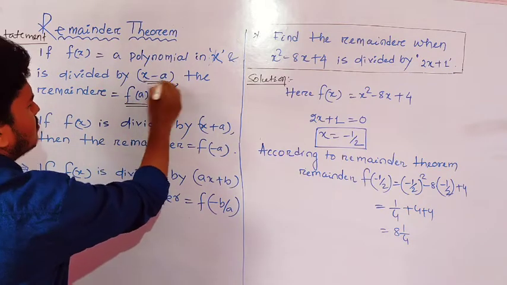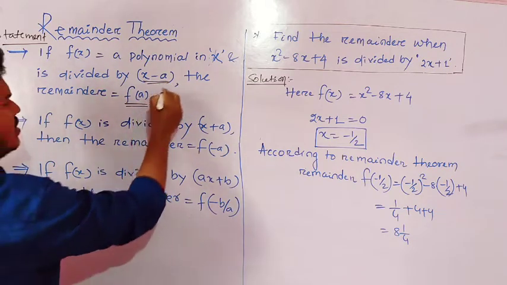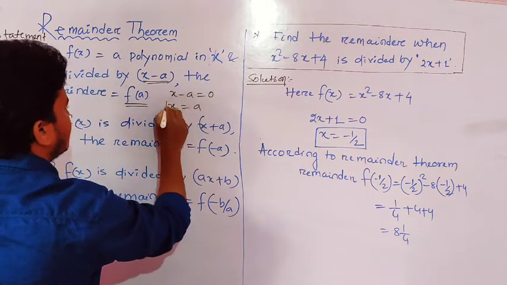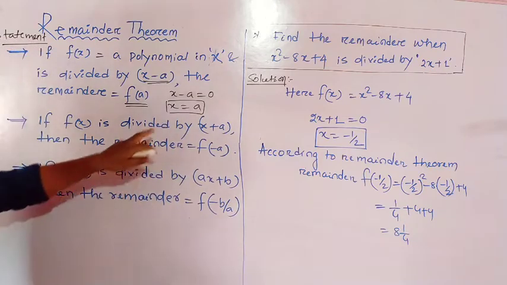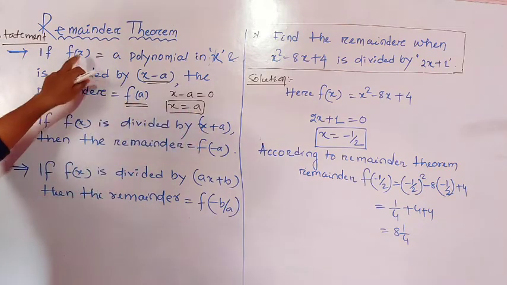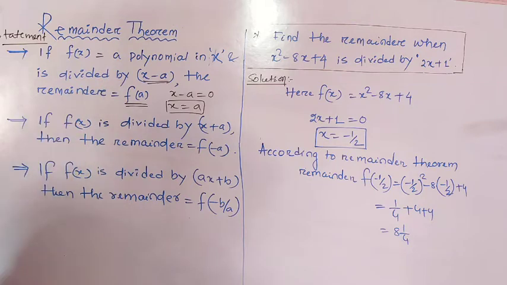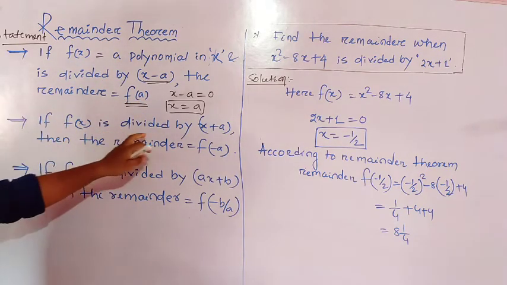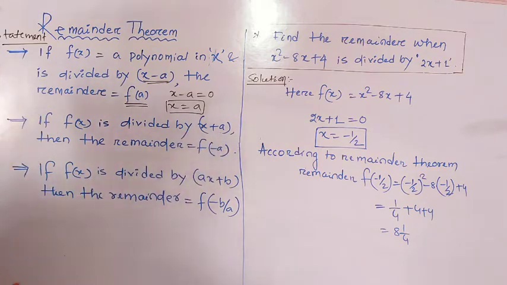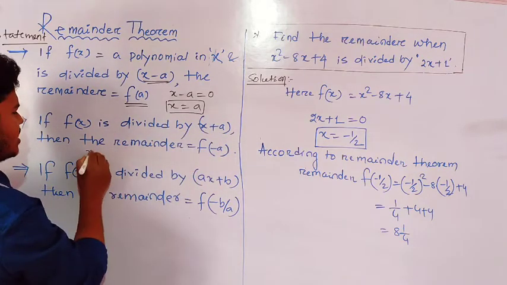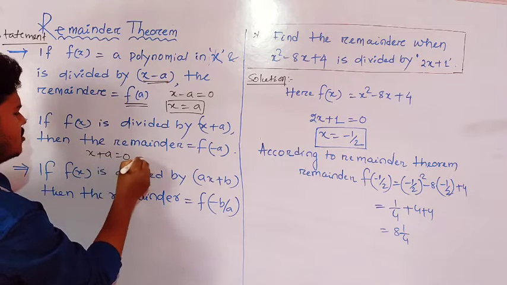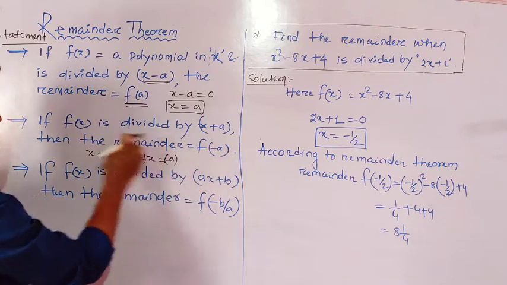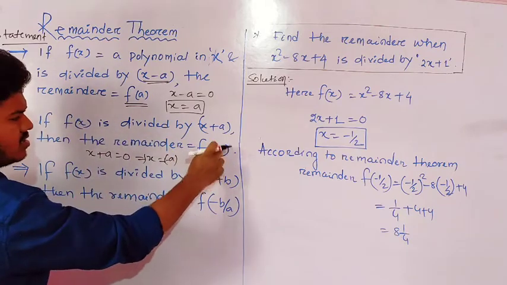How do you know that the remainder will be f(a)? Here x minus a equals 0, so x equals a. That means you have to put the value x equals a in f(x), so the remainder will be f(a). If f(x) is divided by x plus a, the remainder will be what? x plus a equals 0, so x equals minus a. In the place of x you have to put minus a.